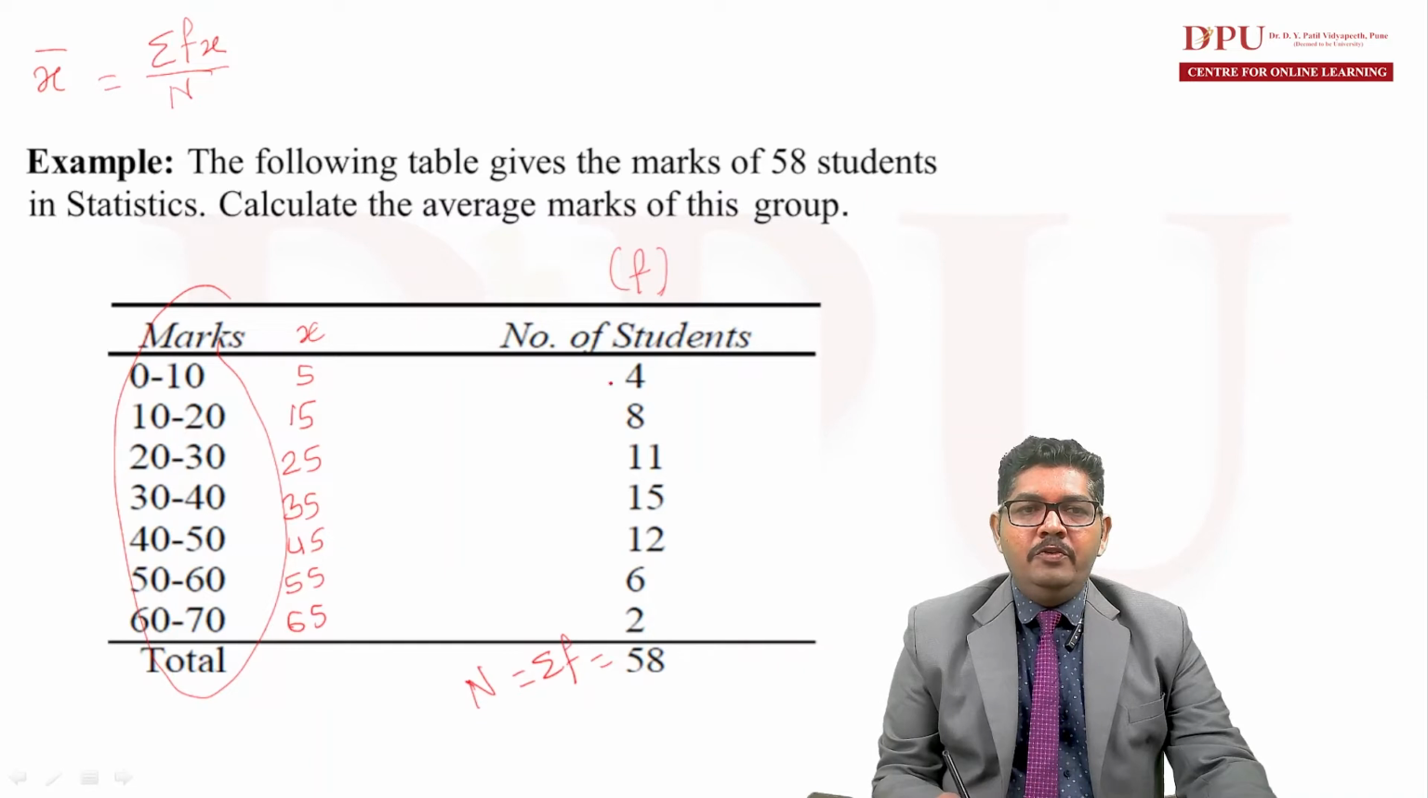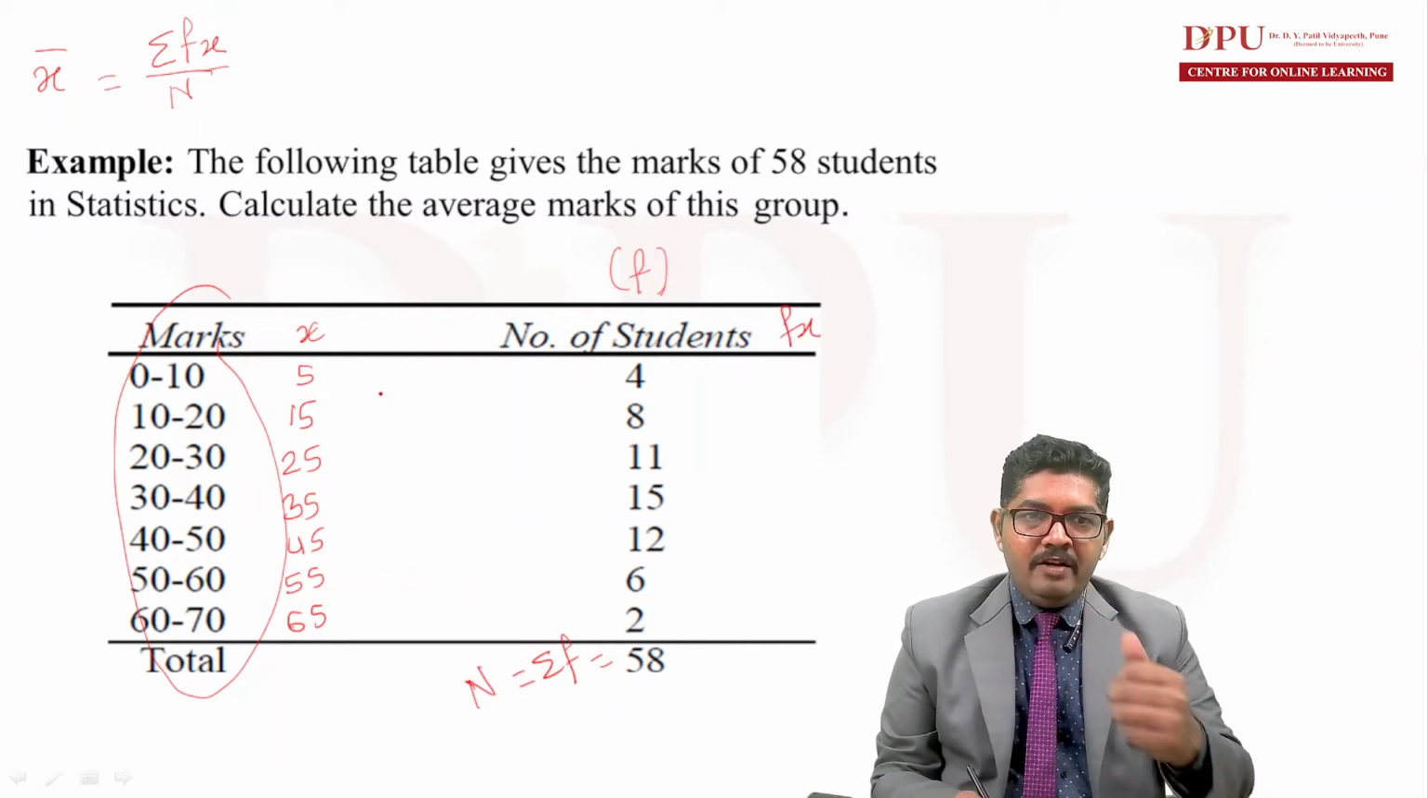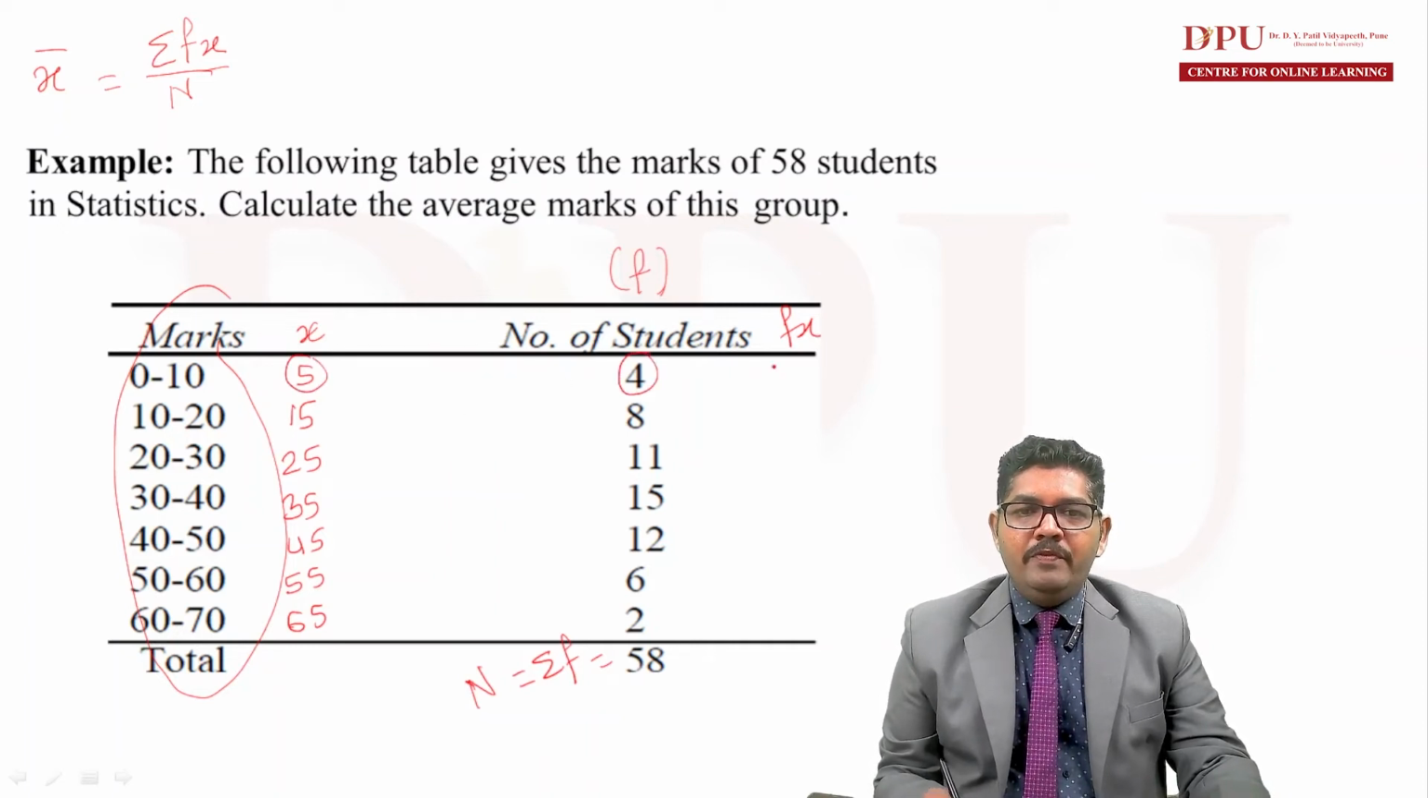These are f values. Looking at the formula, we need summation of fx divided by n. So we multiply frequency and x values, and then we have to add them. So we will calculate fx here. This is the x value, this is the corresponding frequency. 5 4s are 20, 15 8s are 120, 25 11s are 250 and 25, 275.